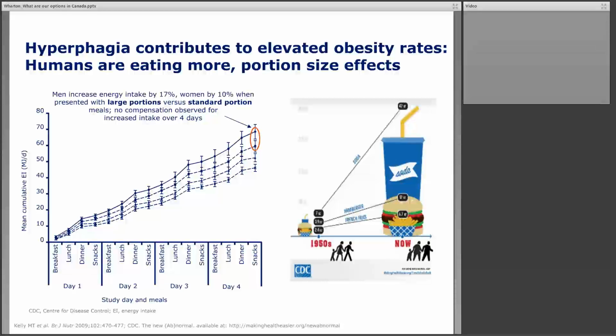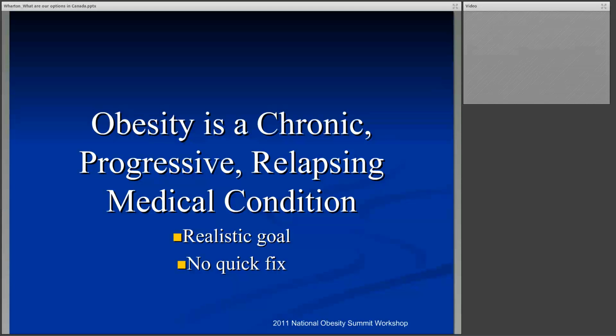So now that we have this condition where more and more people are increasing their weight, let's talk about how we can try to either stop the weight from going up further or get the weight down and try to keep it down over the long term. So the most important slide in this slide deck is this one here, which states that obesity is a chronic, progressive, and relapsing medical condition.